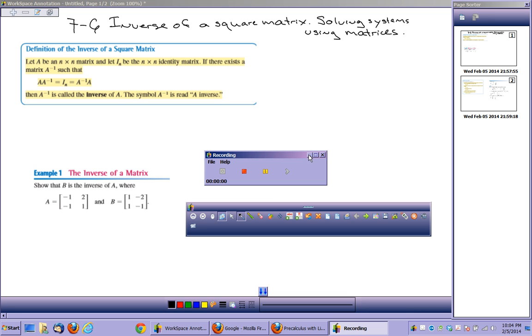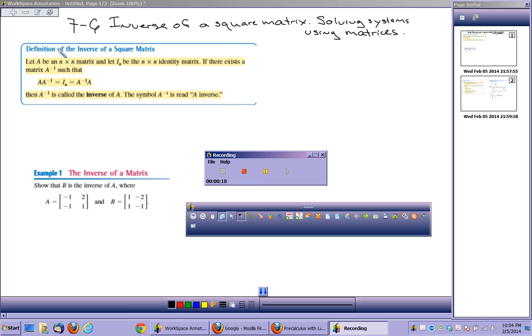Class, this is Mr. Leader here, and today we are going to learn about section 7-6: how to find the inverse of a square matrix and what that means, and solving systems using matrices.